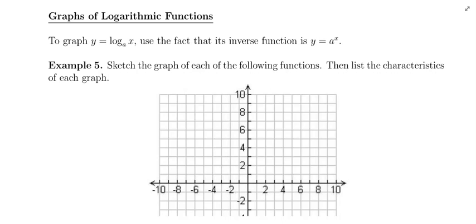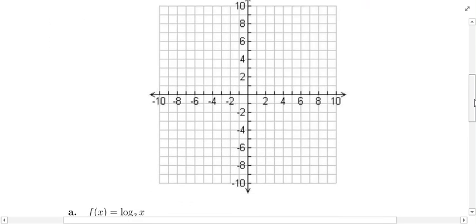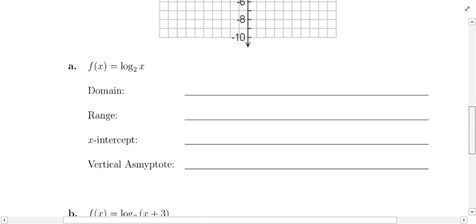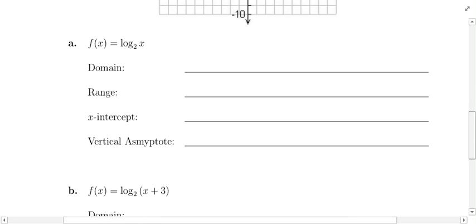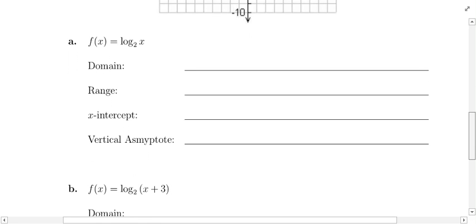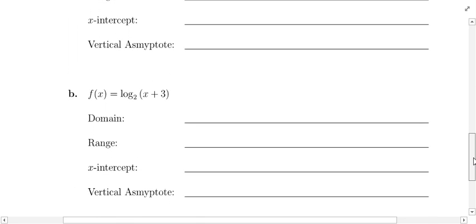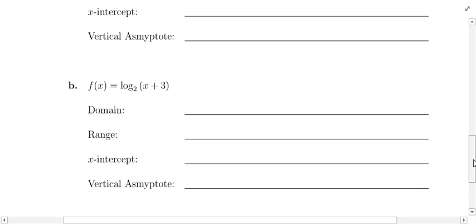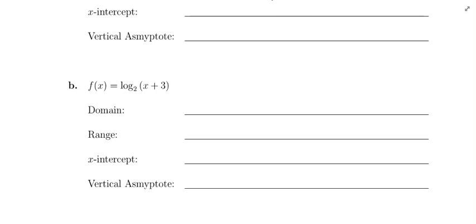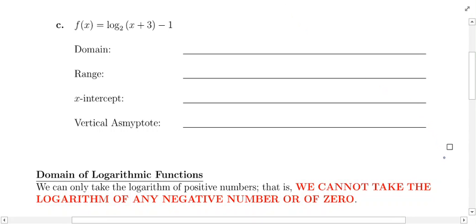So here we go. We're just going to jump into this. In example 5, it says sketch the graph of each of the following functions, then list the characteristics of each graph. If you scroll down, we have some functions to work with. We have log base 2 of x, that's the first function we're going to graph. And then in part B, we're going to graph log base 2 of x plus 3. And then in part C, at the top of the next page, we're going to try to graph log base 2 of x plus 3 minus 1.